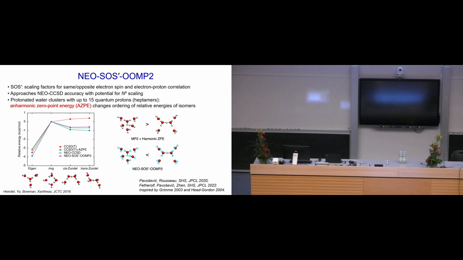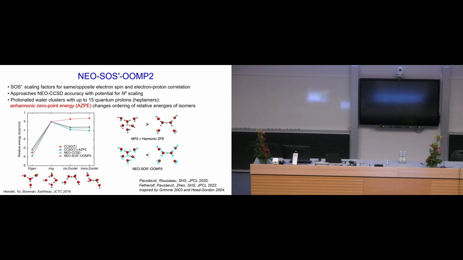And what we find is this new method, this SOS-prime OOMP2, approaches NEO-CCSD accuracy, but it scales as N to the fourth. So that's a huge benefit. It's much cheaper. And this allows us to look at larger systems. So we can look at, for example, protonated water clusters with up to 15 quantum protons. And so what you see down here, these are protonated water tetramers.